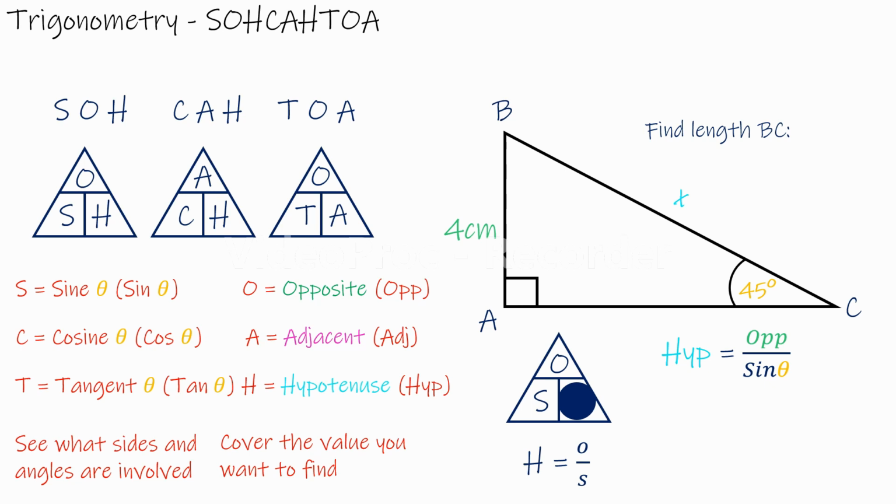We now need to simply substitute our values to get a nice equation. So we can say our hypotenuse equals 4 over sine 45. You simply want to type this into a calculator to get an answer of 4.66 rounded to 2 decimal places.